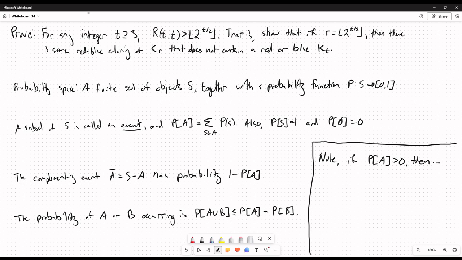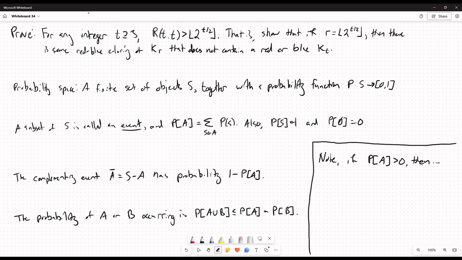What does this mean specifically? We should be able to show that if r equals this floor of 2 to the power of t over 2, then there must be some red-blue coloring of K_r that doesn't contain a red or blue K_t. Because remember, the Ramsey number is the minimum number such that every coloring has at least a red or blue K_t. So in this case, we're not at that number yet. We still have some red-blue coloring that doesn't have one of those. So that's what we're going to try to prove, and to do that, we're going to use the probabilistic method.